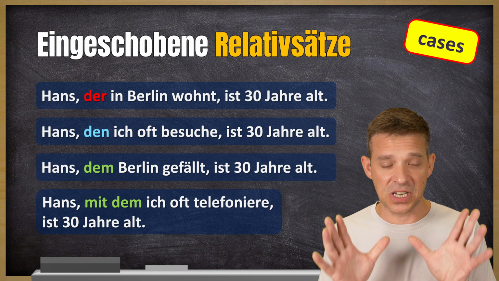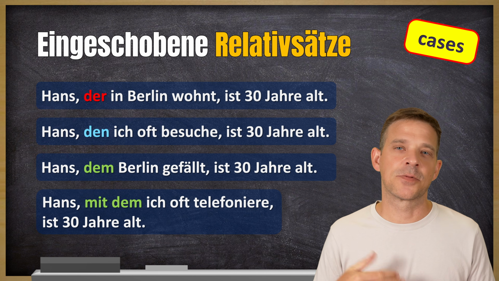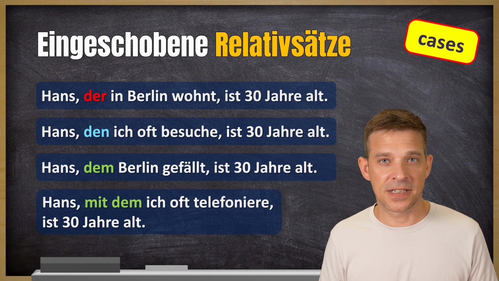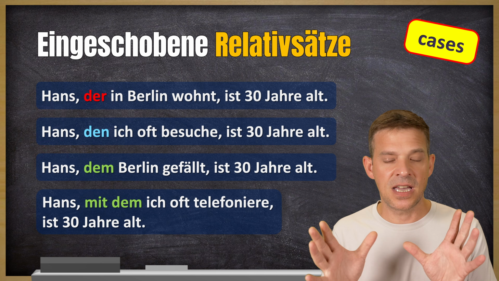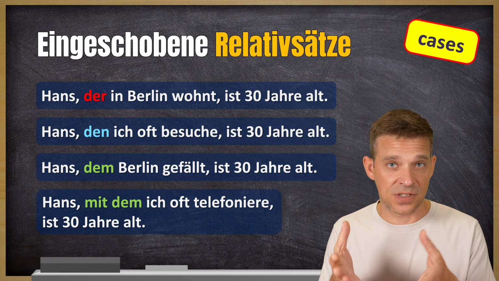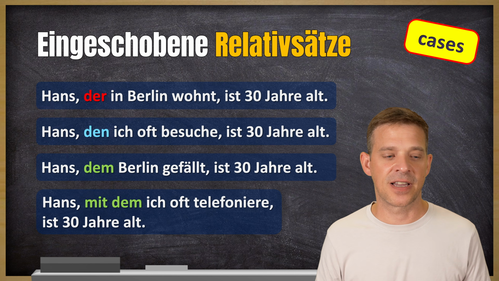Here we have a preposition, mit. And mit always takes a dative case. That's why here the relative pronoun dem is also in dative case. And here as well you see this ich. So you have the subject already, ich telefoniere mit dem. Of course, you start with the preposition in a relative clause with a preposition, mit dem ich oft telefoniere.